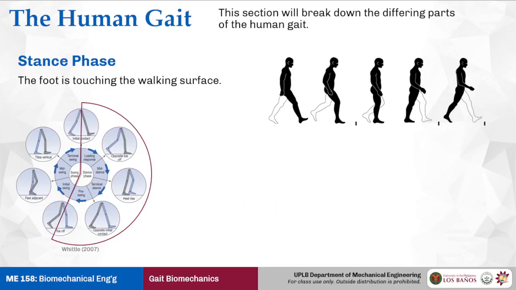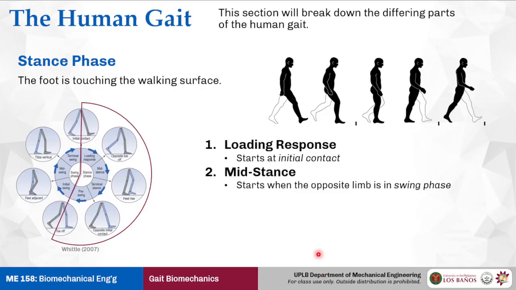Your stance phase begins with what we call the loading response. The loading response is when your leg, because you're touching the floor already, is starting to bear your body weight. So this starts at initial contact. The next phase is called the mid stance, which is basically when the opposite limb is in swing phase. So at loading response, you support the body weight against the floor, and at mid stance, your other foot is now free to swing.